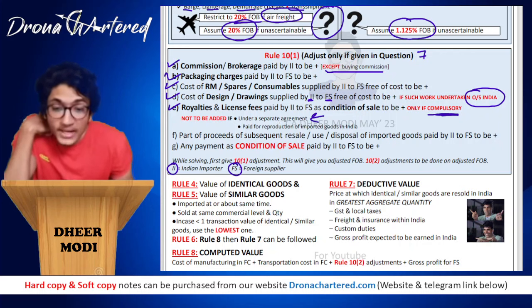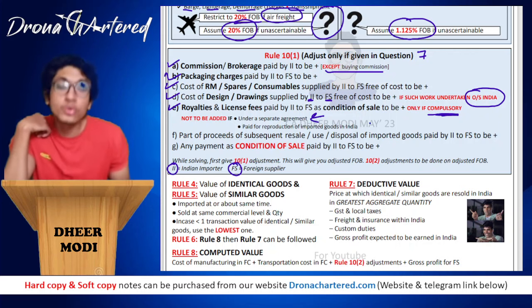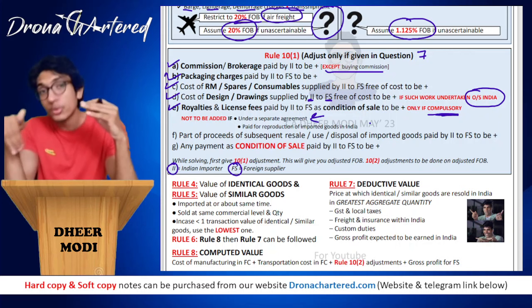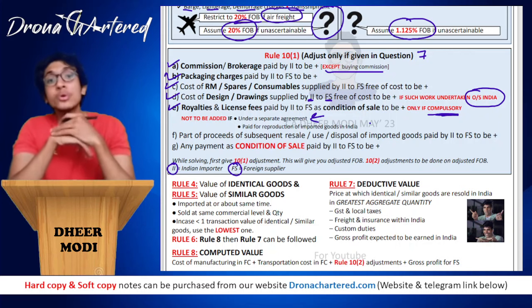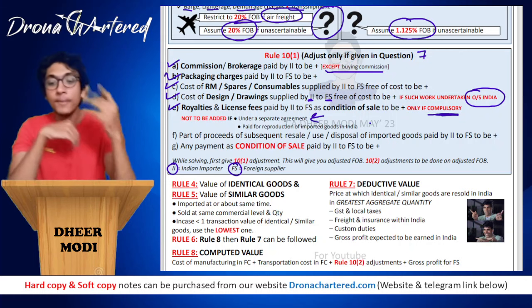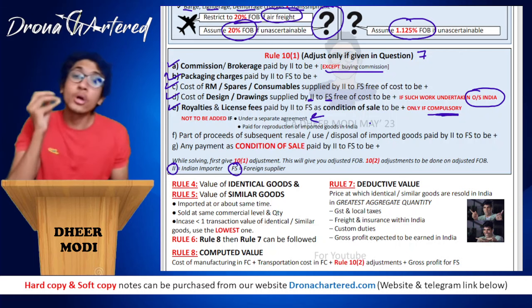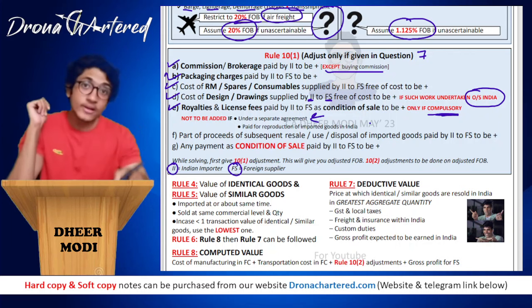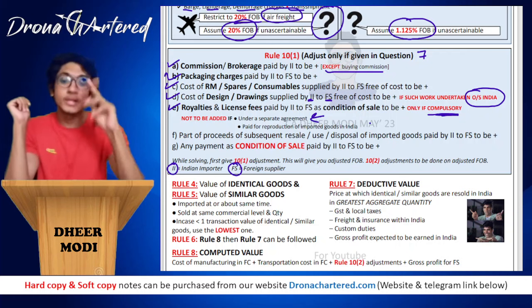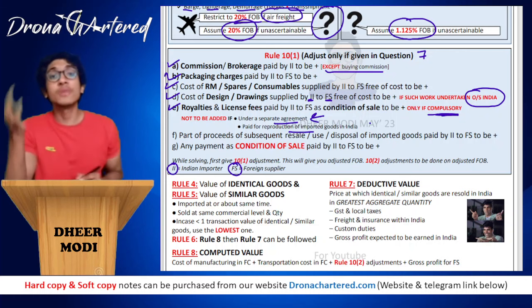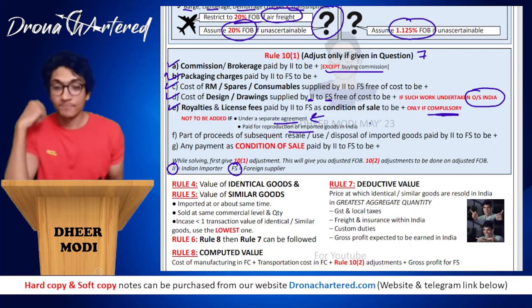Or if it is paid for reproduction of imported goods in India. If you are making this payment for doing production in India, you are producing these goods in India and then you are paying them a royalty fee, then it need not be added. But otherwise, any royalty or license fees paid by your Indian importer to the foreign supplier as a condition of sale has to be added only if it is compulsory, and in two cases it need not be added. That is, if there is a separate agreement and if there is production of imported goods in India.